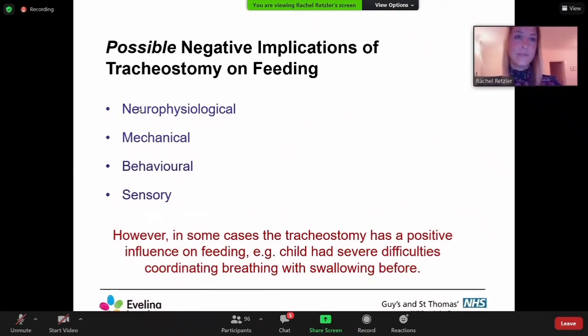Some possible negative implications of tracheostomy on feeding include neurophysiological, mechanical, behavioral, and sensory. However, in some cases, the tracheostomy can have a positive influence on feeding. For example, a child may have severe difficulties coordinating their breathing before their tracheostomy. However, once they receive their tracheostomy, they may be able to coordinate their breathing better, which then can help coordinate their swallow physiology and their overall swallow function.